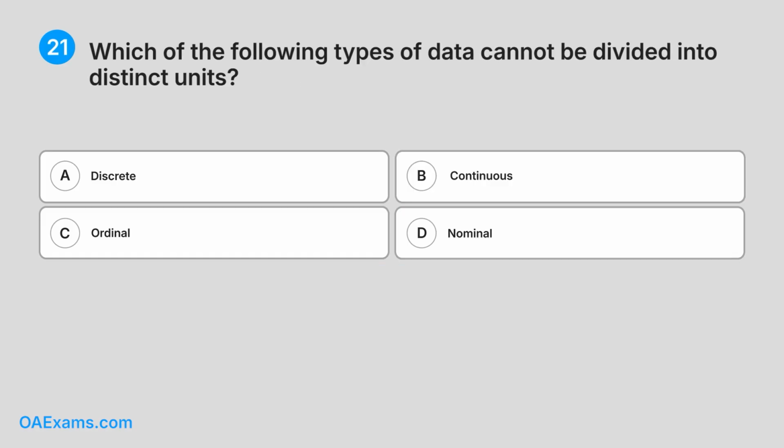21. Which of the following types of data cannot be divided into distinct units? A. Discrete. B. Continuous. C. Ordinal. D. Nominal. Can you guess the answer?